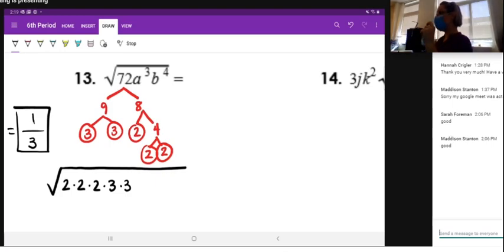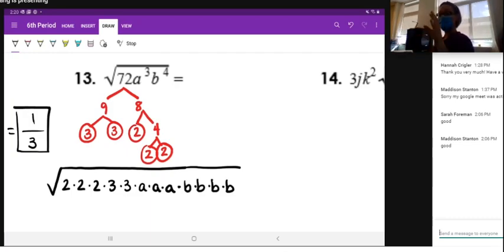We're not just going to break up the number, though. We can also break up the variables. A cubed, that's just A times A times A. 3 of them. All right, so I did the A's. Now for the B's, B to the 4th is B times B times B times B. So we can write that out as well. And that's step 1. So step 1 was factor everything out as much as possible. Moving on to step 2.